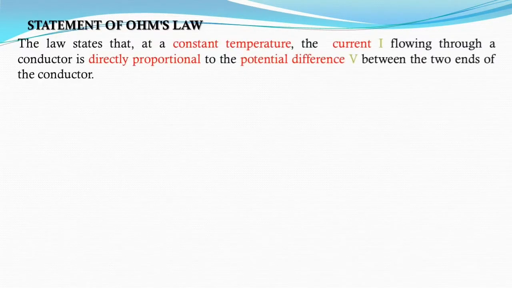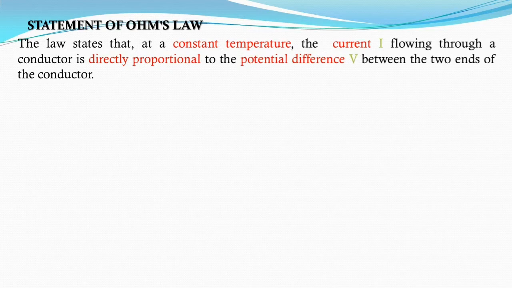The statement of Ohm's law. It states that at a constant temperature, the current I flowing through a conductor is directly proportional to potential difference V between the two ends of the conductor. Let's understand this statement. Here we have highlighted the four words: constant temperature, current, directly proportional, and potential difference. We have discussed the current and potential difference.